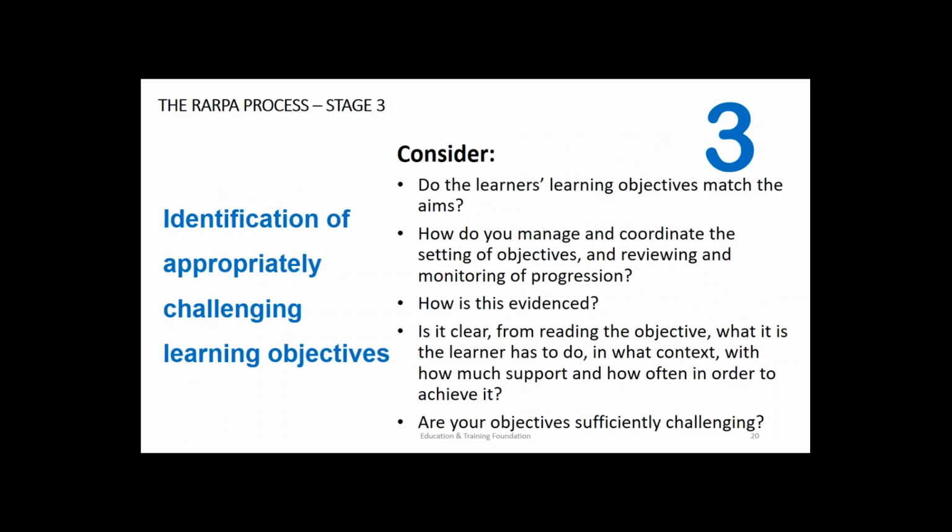So what to consider on these? Do the learning objectives enable a learner to work towards meeting their aims? Are their views and aspirations taken into account? How do we evidence that these learning objectives are the right ones for that learner? When we go through our quality control cycle, I'll discuss that with you and tell you how we do that. And are objectives sufficiently challenging?